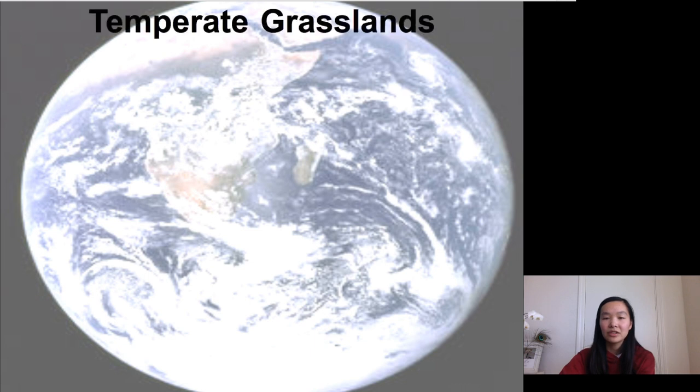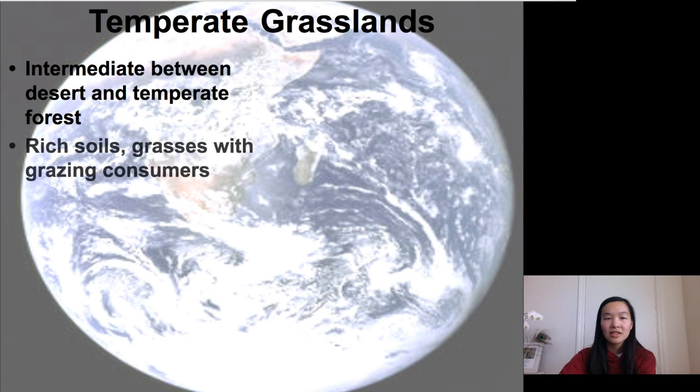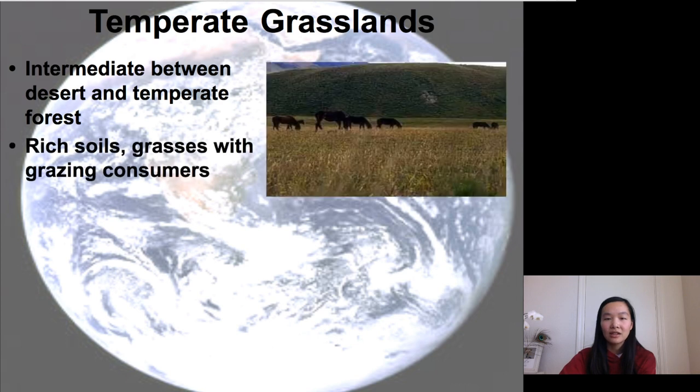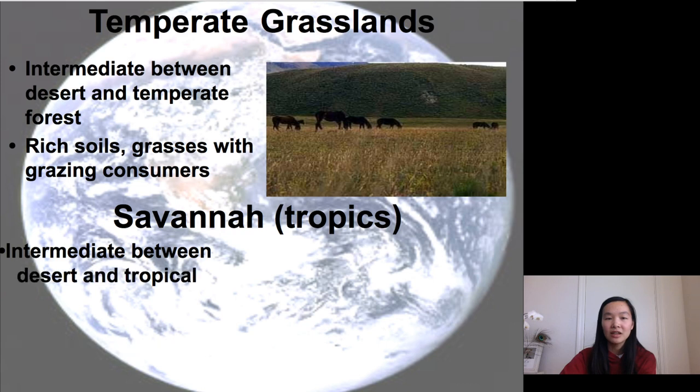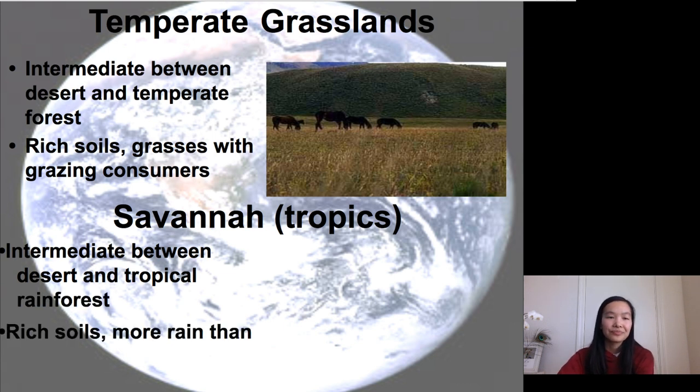Okay, so next we're going to talk about grasslands. Grasslands and the savanna are pretty similar looking biomes. Grasslands, think the Midwest of America, where all your farms are and stuff like that. Grasslands and savannas are both like a middle ground between a desert and some kind of forest.